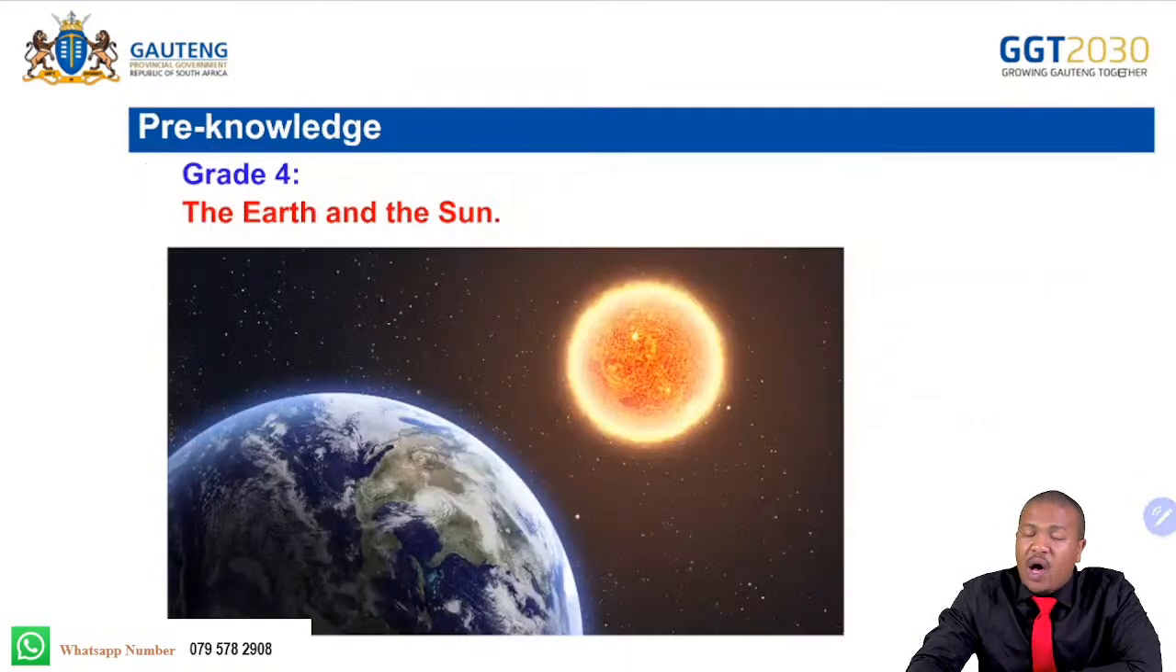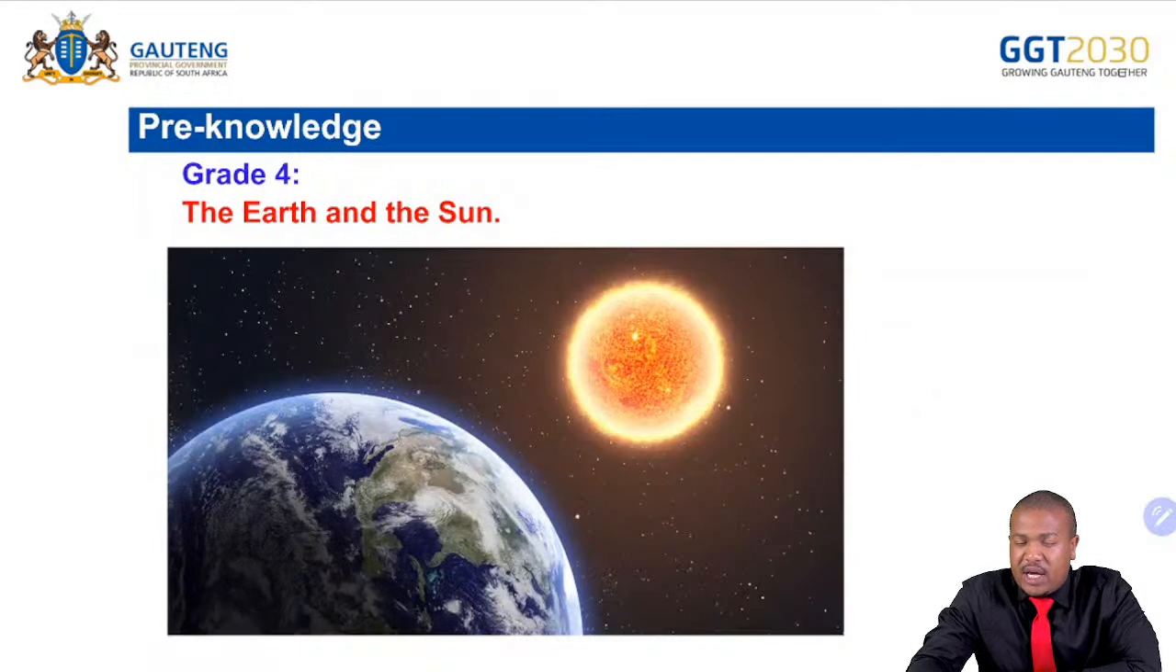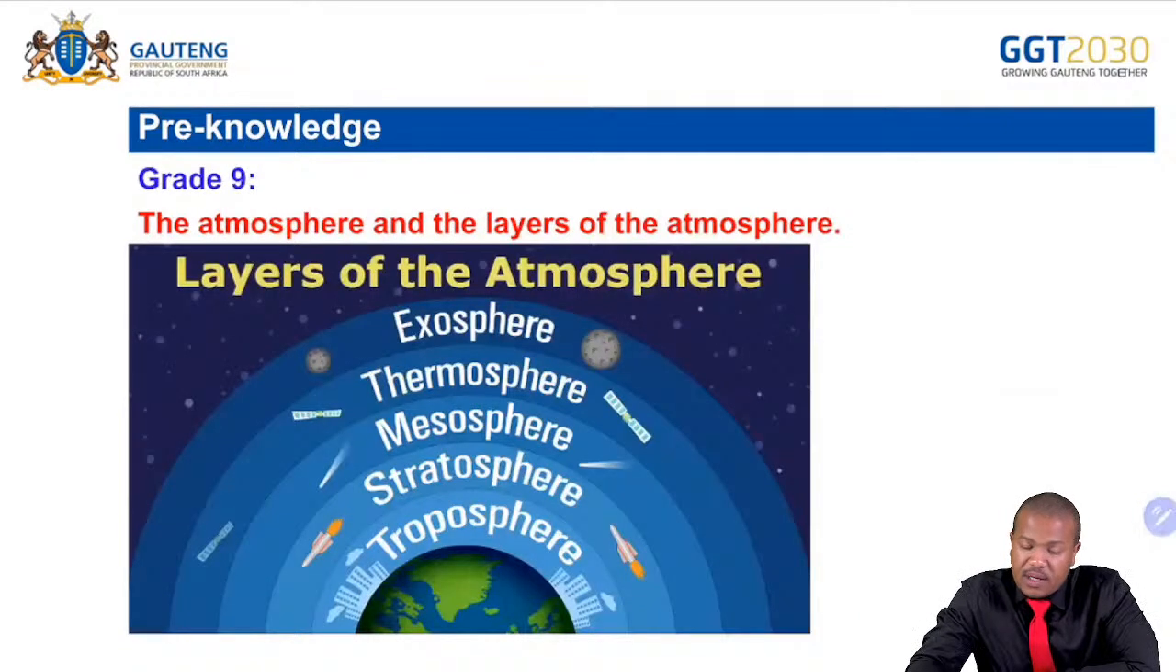Now let's move on to our pre-knowledge and see what we have covered before, which lays a foundation to today's topic. In grade 4, we started talking about the earth and the sun, mentioning the relationship between the earth and the sun. It lays a foundation to today's topic because the greenhouse effect also has to do with the relationship between the earth and the sun. Then in grade 9, the very same grade that we are in now, we discussed the atmosphere and the layers of the atmosphere.